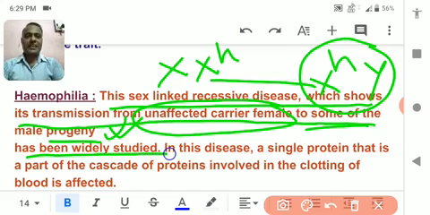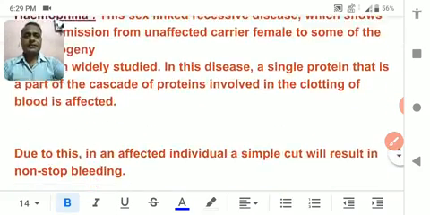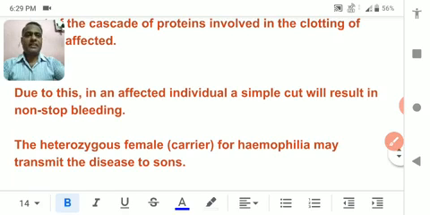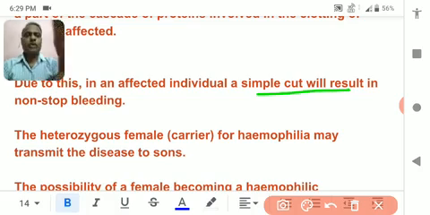Hemophilia has been widely studied. In this disease, a single protein that is part of the cascade of proteins involved in the clotting of the blood is affected. This means the clotting of the blood gets affected, and blood does not clot at all, and all the blood moves out through a small injury. Due to this, in an affected individual, a simple cut will result in non-stop bleeding.